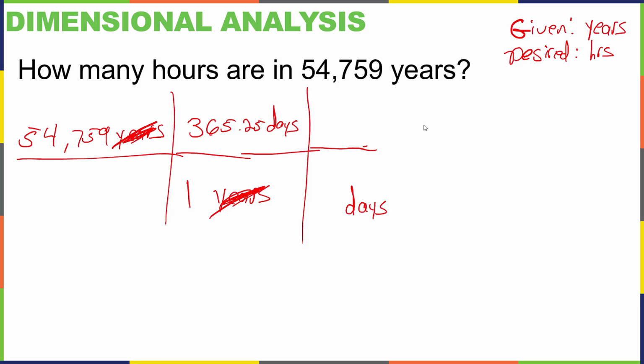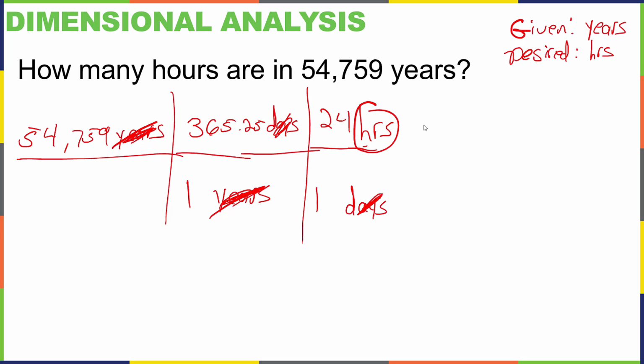So, what's another easy conversion? Well, I know how many hours are in a day, right? So I'll put hours on the top. So days will cancel because you have it in the numerator and the denominator. I know 1 day is equal to 24 hours. And now I'm in the desired unit of hours, right?